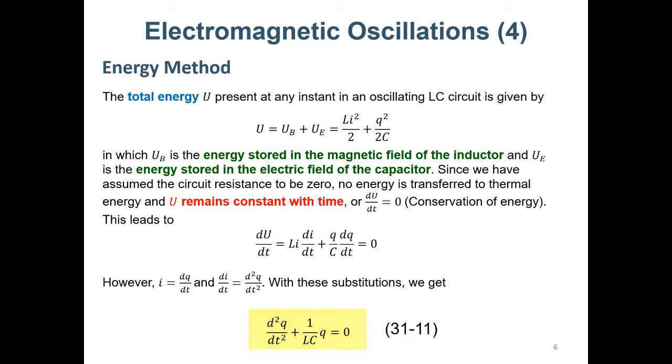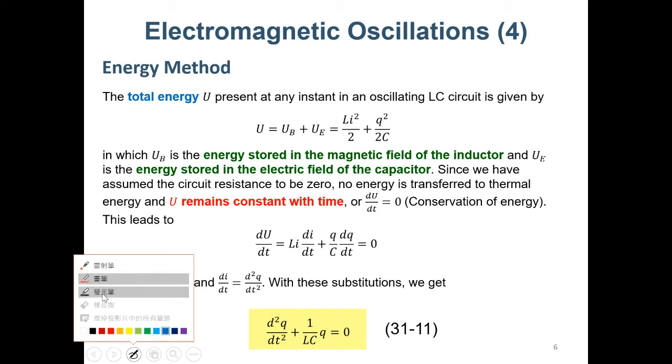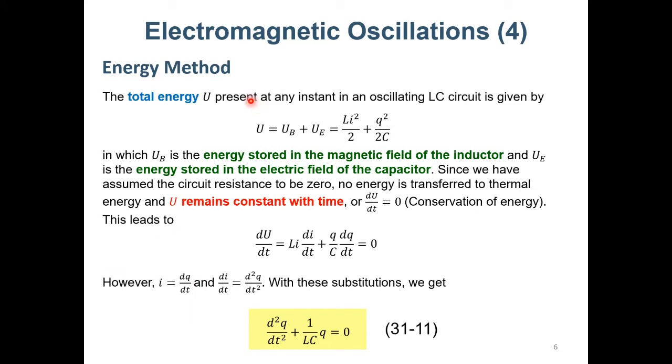So for the energy method, it considers the total energy U for the system, for the LC oscillator. The energy present at any instant in the oscillating LC circuit is given by the energy stored in the magnetic field and also the energy stored in the E field. So it is nothing but 1/2 Li squared plus Q squared over 2C. This is the total energy, and we assume in this case there are no energy losses, so the energy should be conserved.